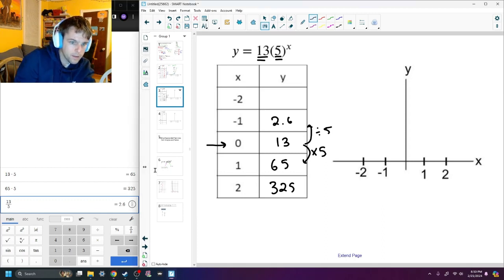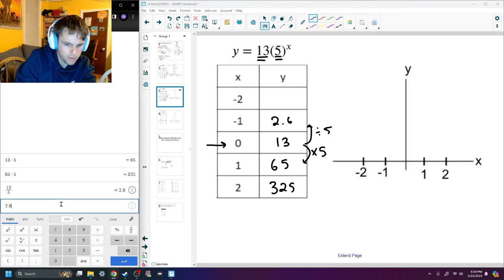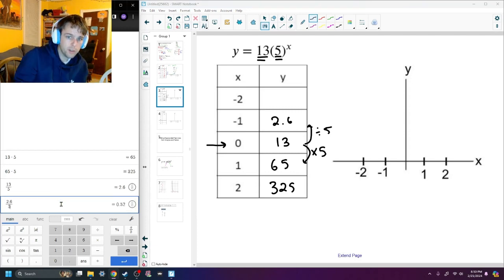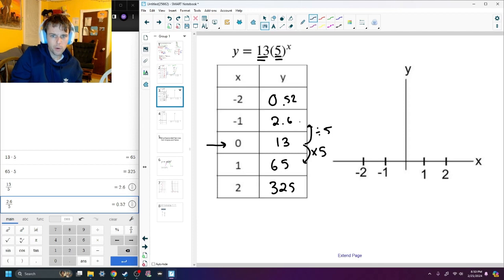And then 2.6 divided by 5 is 0.52. 0.52. We've got a lot of decimals here, and that's okay. We're not really worried about the exact values. We can go ahead and round those, or we can estimate those when we go ahead and graph them.